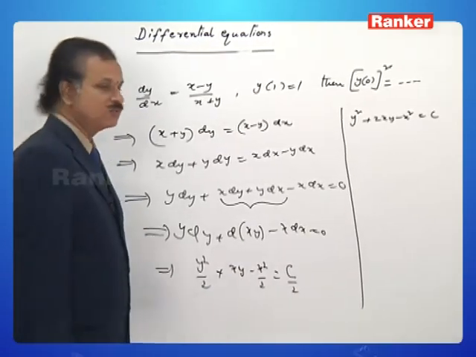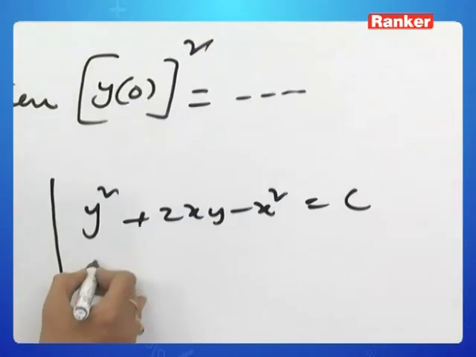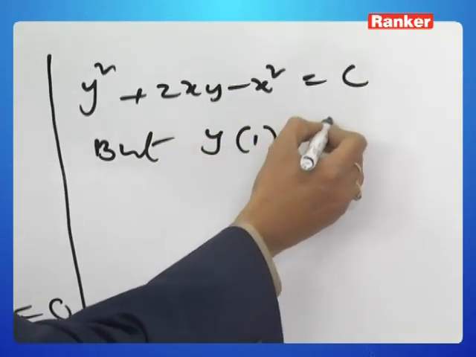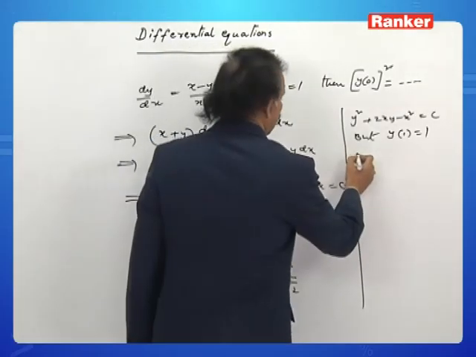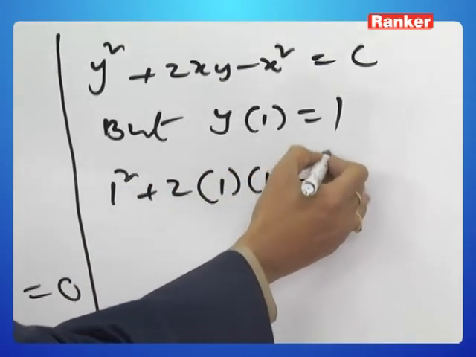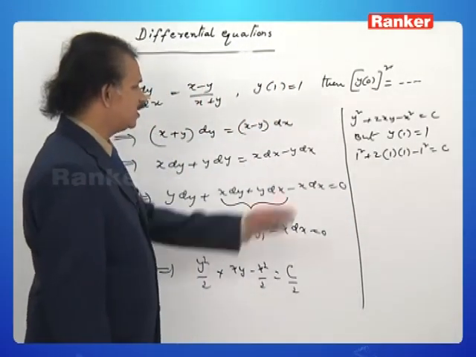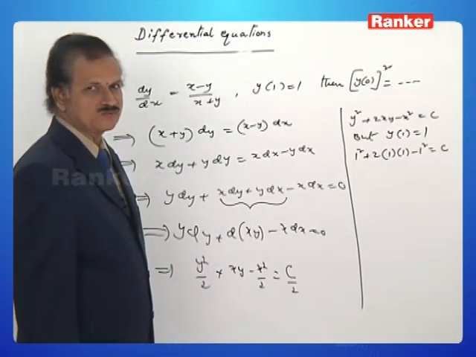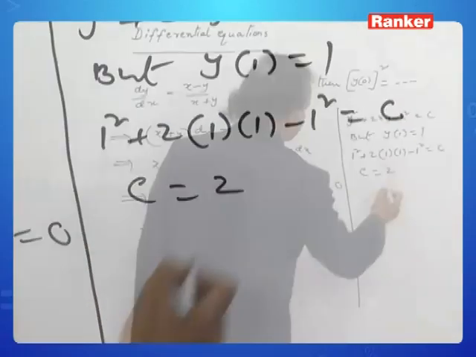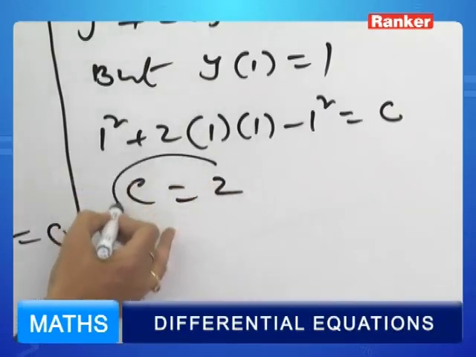Now let us use this information to get c. But y of 1 is equal to 1, isn't it? Implies 1 square plus 2 into 1 minus 1 square is equal to c. Automatically 1 square, there is 1 and 1 get cancelled, leaving you c is equal to 2. Okay, c is equal to 2.